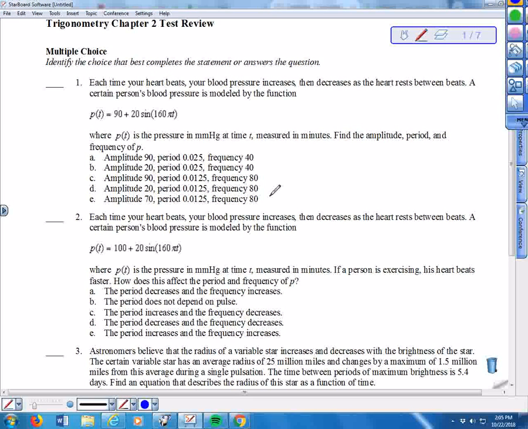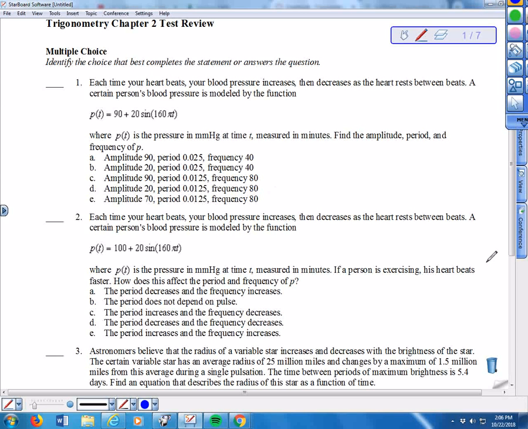2 pi over 160 pi, which is 2 over 160, which is 1 over 80. Period. Yep. And the frequency is the inverse. So that's 80. So should be D. Same equation. You said C. Did I say? Amplitude's 20. Amplitude's 90. Yep.